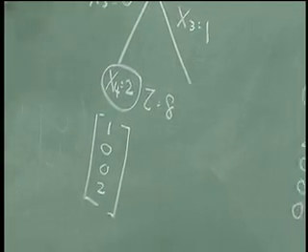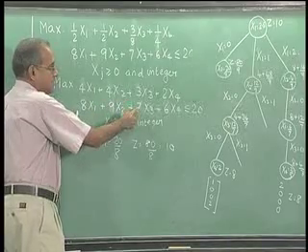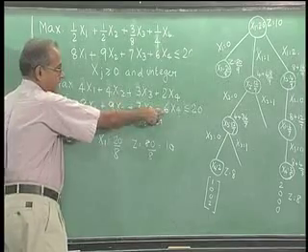Now, when we proceed from here, x1 equal to 1, x3 equal to 1, 15 units are being used. So, x4 has 5 by 6.